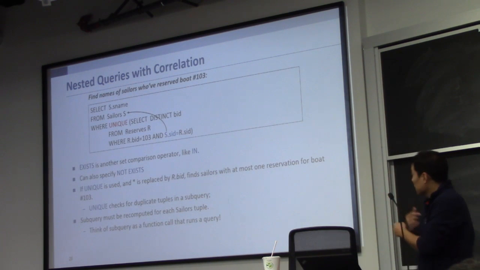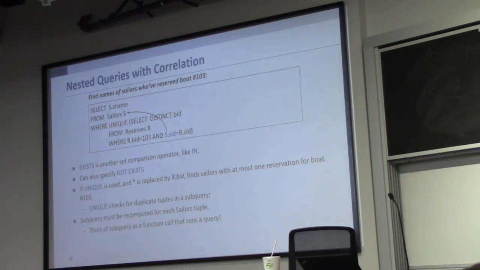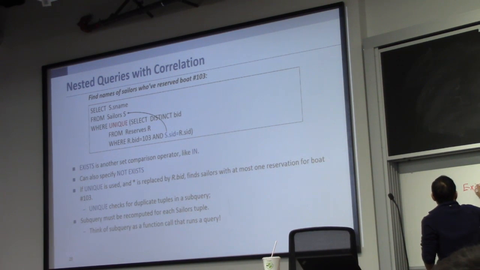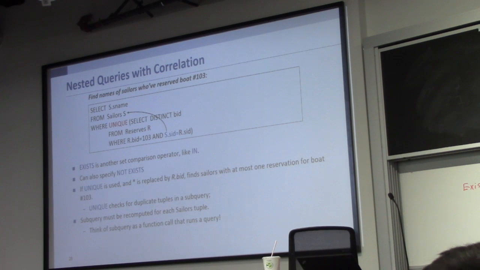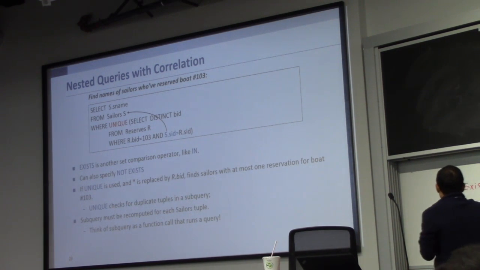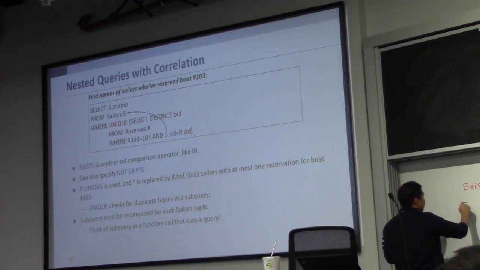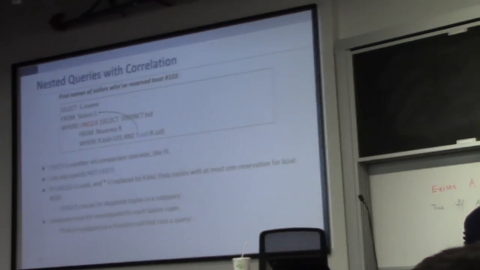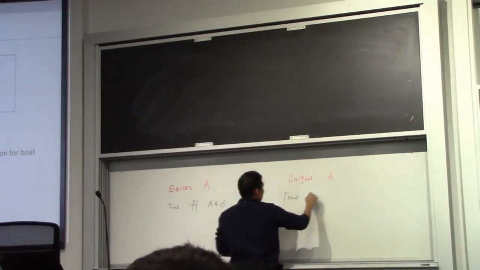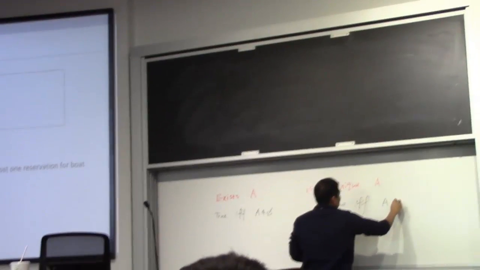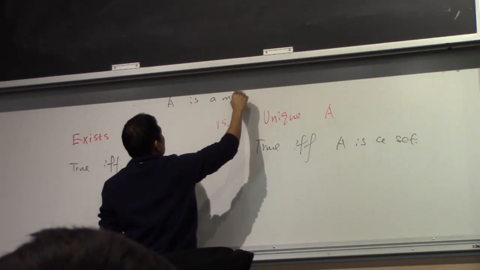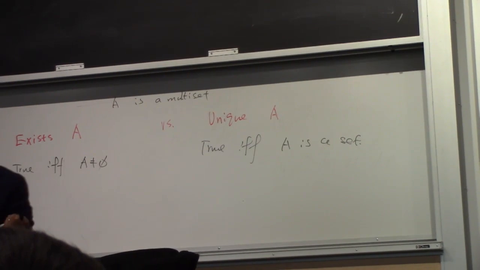Okay, so this is where we stopped, where we discussed the difference between exists, a multiset A, versus unique. In the case of exists, this is true if and only if A is not an empty set. On the unique end, this is true if and only if A is a set. Because remember, A is a multiset. A set, by definition, has no duplicates.